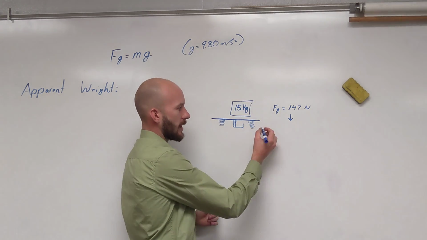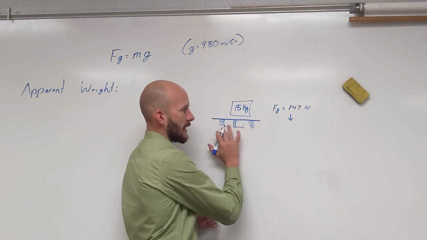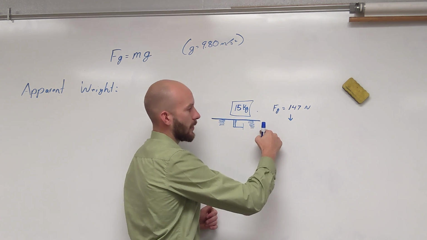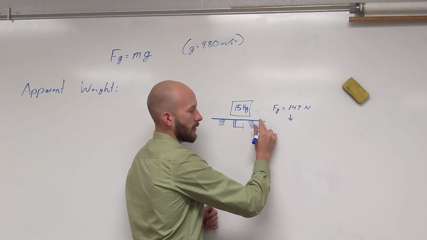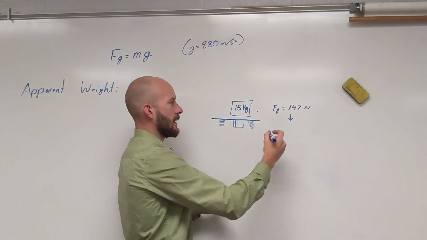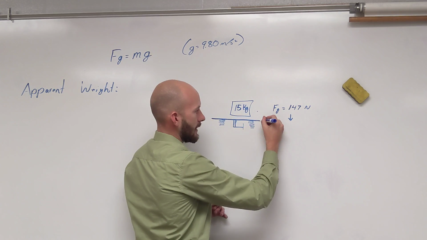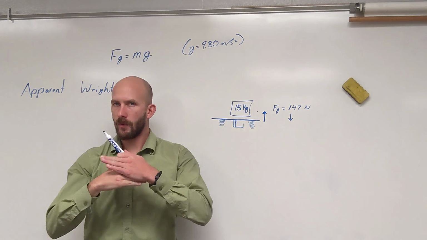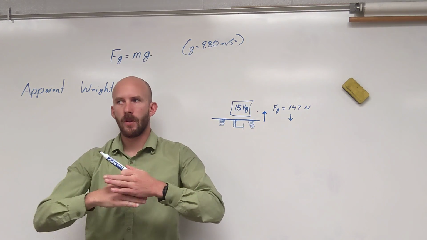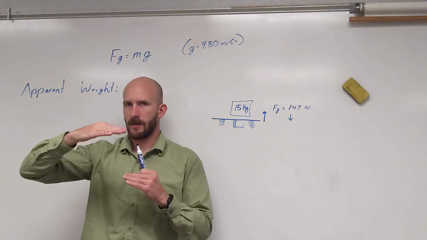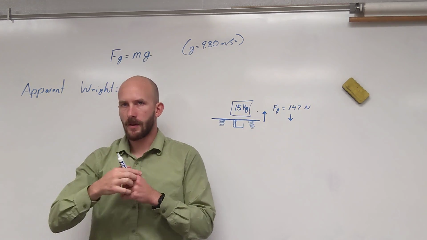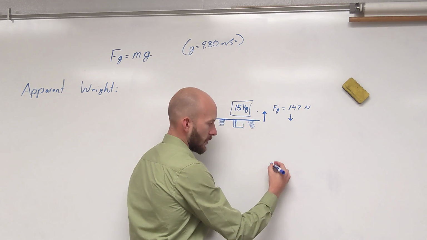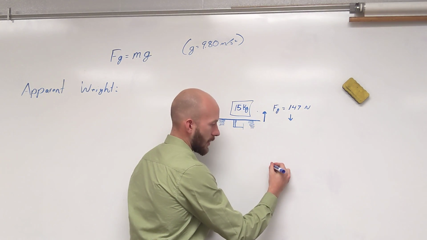What I want to illustrate here is that with this scale, the block is exerting this weight force down, and the scale, in equilibrium, is going to exert an equal force back up on the block. Because in order for it to be stationary, it may bounce up and down at first as it equalizes out. Once everything stops and it's stationary in equilibrium, your free body diagram on the block would look like this.